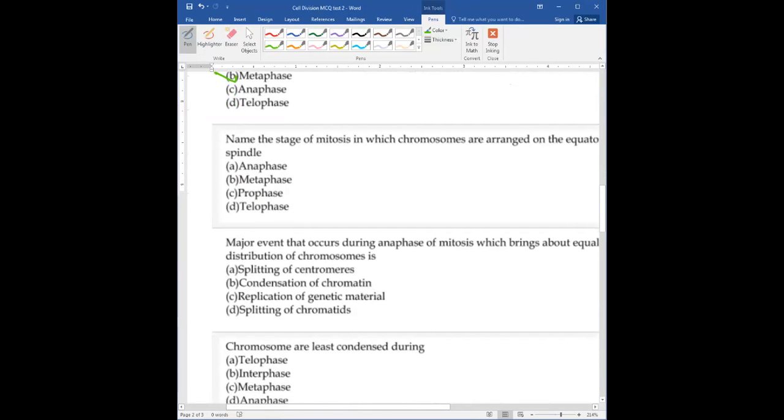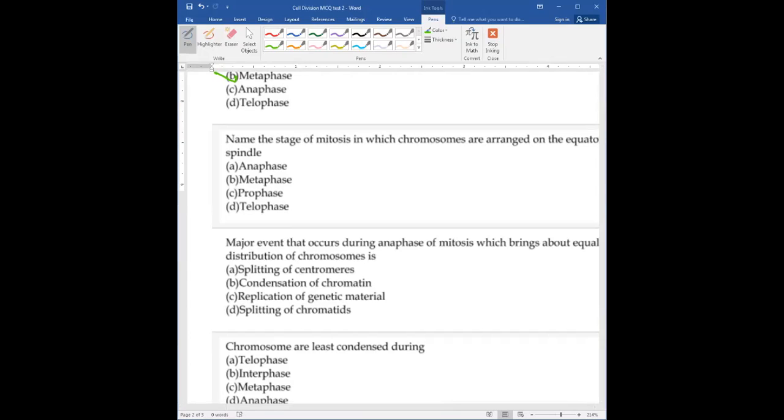Same thing. Okay, next I want Zoe. Major events that occur during anaphase of mitosis, which bring about equal distribution of chromosomes, are... Others also answered no, no. Read the options properly, guys. There are two options which may seem to be right, but out of that, only one is technically right.